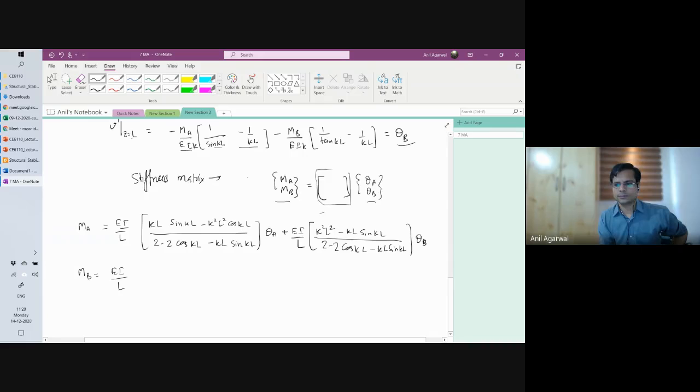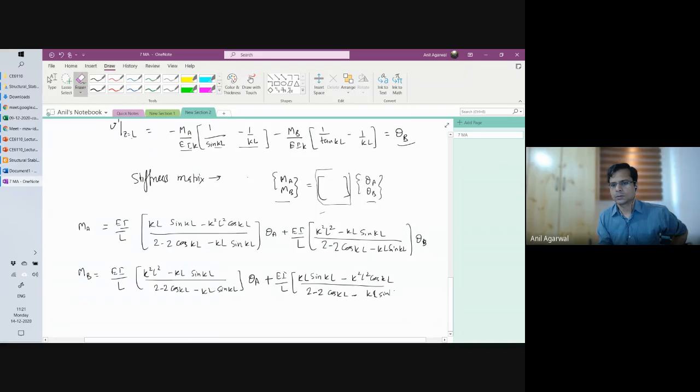And likewise, MB can be calculated. K square L square minus KL sin KL, divided by 2 minus 2 cos KL minus KL sin KL, theta A, plus EI divided by L, times KL sin KL minus K square L square cos KL, divided by 2 minus 2 cos KL minus KL sin KL, theta B.